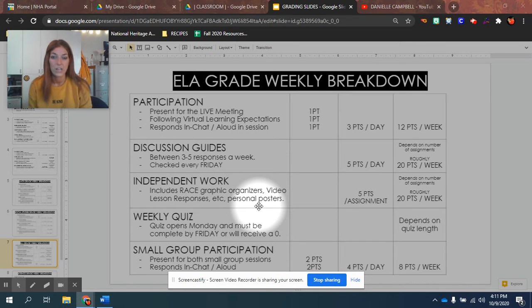The personal posters are an independent work assignment. They have at least one every single week. Sometimes they have up to three a week or more. The personal posters I review when we're in whole class live ELA time. I also post the meet recording of that whole group session in which I go over the personal poster.